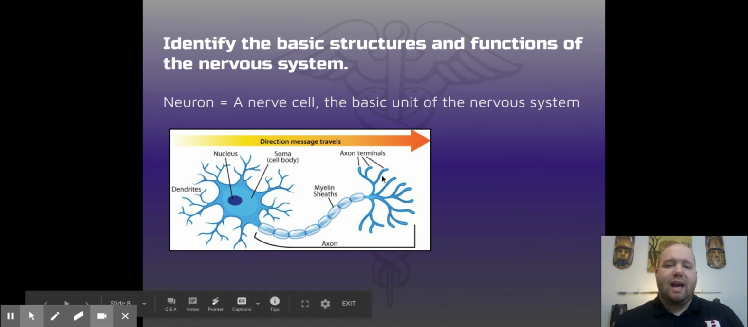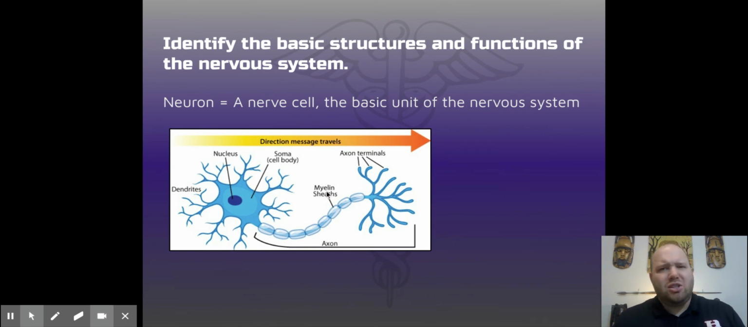And at the end of the axons are these axon terminals. As long as you know those four pieces, that's fine. The myelin sheaths, if you know those, that's fine, but you're not going to get tested or quizzed on them in this class. You will in the future, but not in this class. And then just know the order that they go through: dendrites, cell body, axon, then axon terminals. You'll be solid on the anatomy of a neuron.